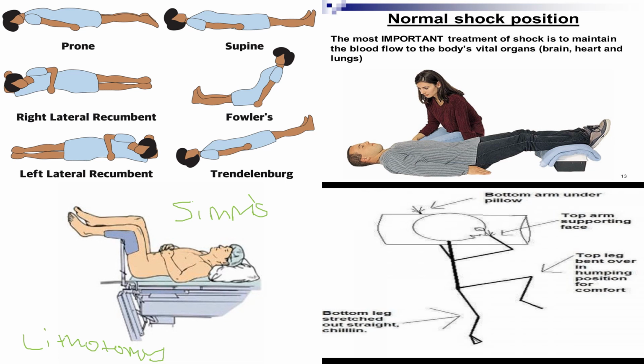Anyway, so here's your prone, your supine, your right lateral, Fowler's, left lateral, Trendelenburg. Sims or lithotomy position is this birthing position. This is your recumbent, right or left. This particular guy is on his left. And then, like I said, this is Trendelenburg up here.